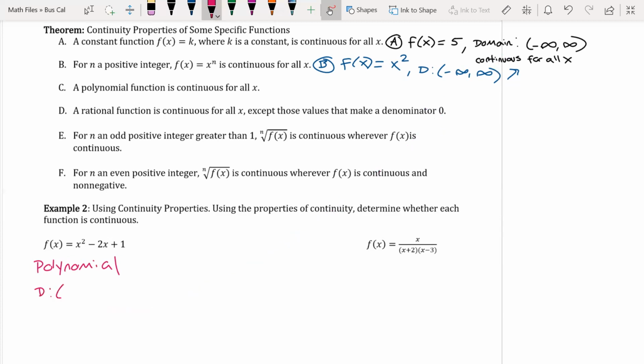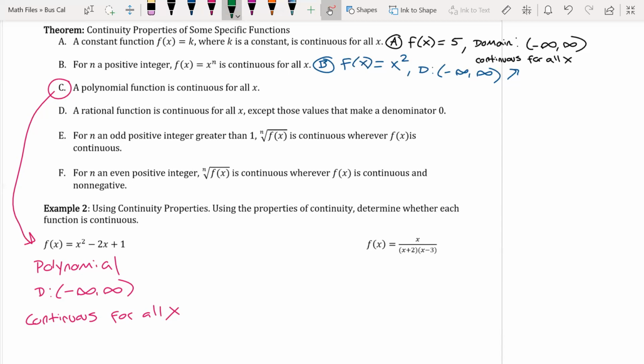The domain will be all real numbers, and we can say continuous for all x. And I'll say C is here. There you go. Not bad. So A, B, and C all share the same types of properties. Move on to D.